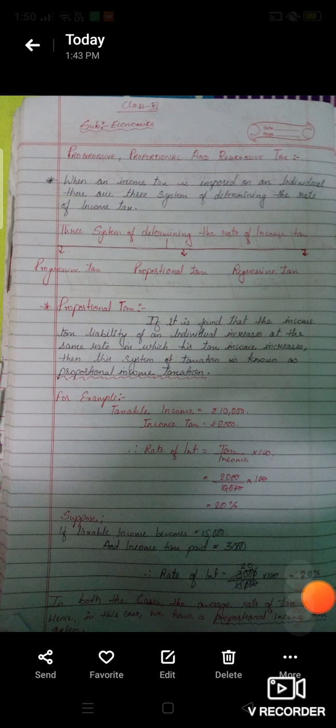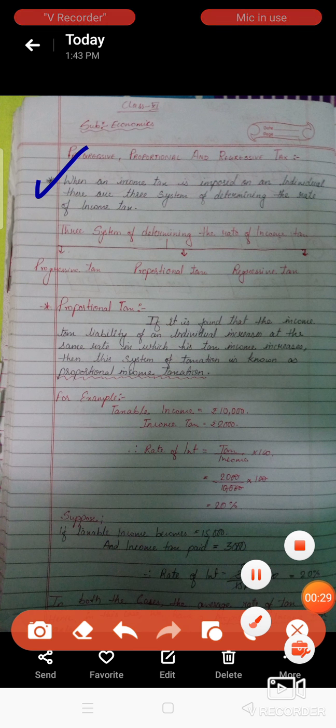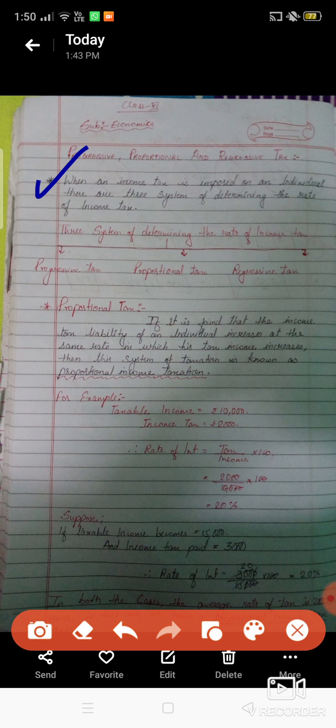Now, let us first understand what income tax is. When income tax is imposed on an individual, there are three systems of determining the rate of income tax. Income taxes are those taxes which are imposed on the income of individuals. So there are three systems of taxing an individual's income: first is progressive tax, second is proportional tax, and third is regressive tax.